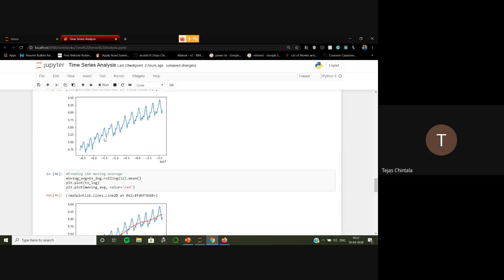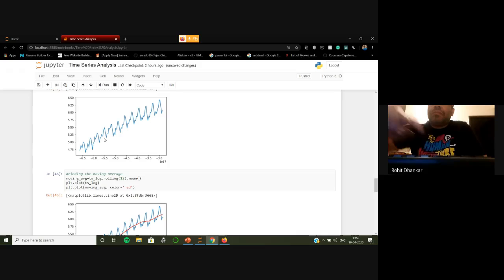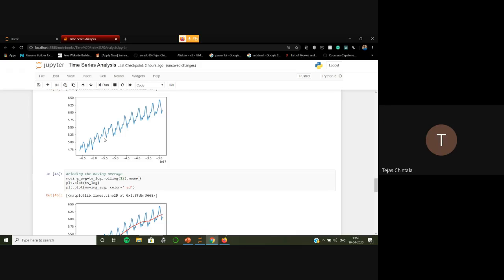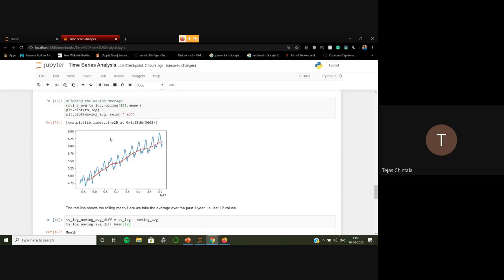Rolling mean is another test to check stationarity. It's one of the stepping stones to check stationarity. So that's why I'm finding the rolling mean of it.